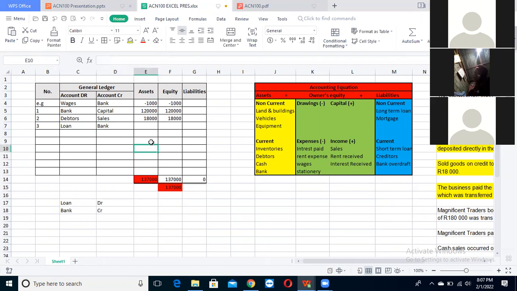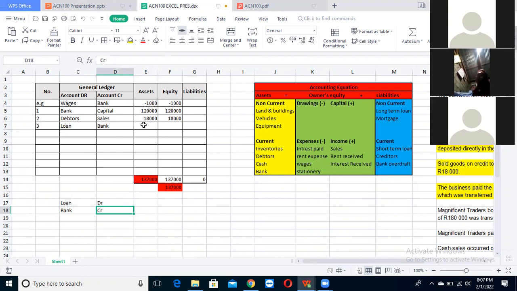So which accounts on the equation are being affected? The first one is the bank account. By how much? We were told that it's 15,000. So what is the bank doing? The bank is paying 15,000. The bank is parting ways with 15,000.